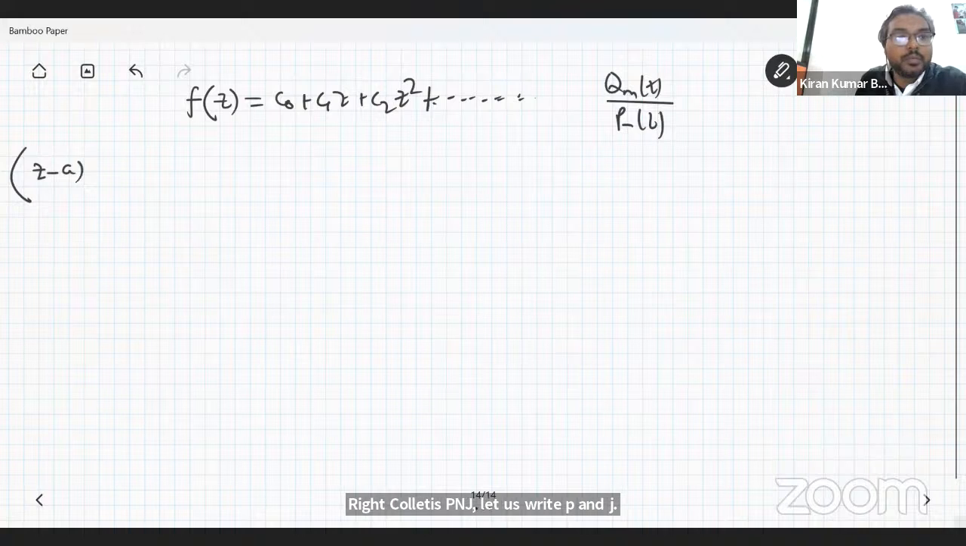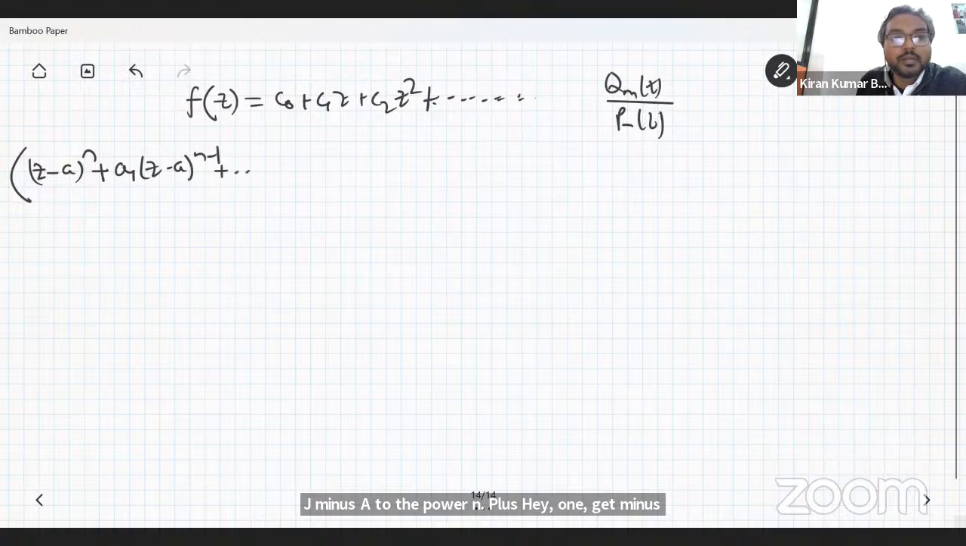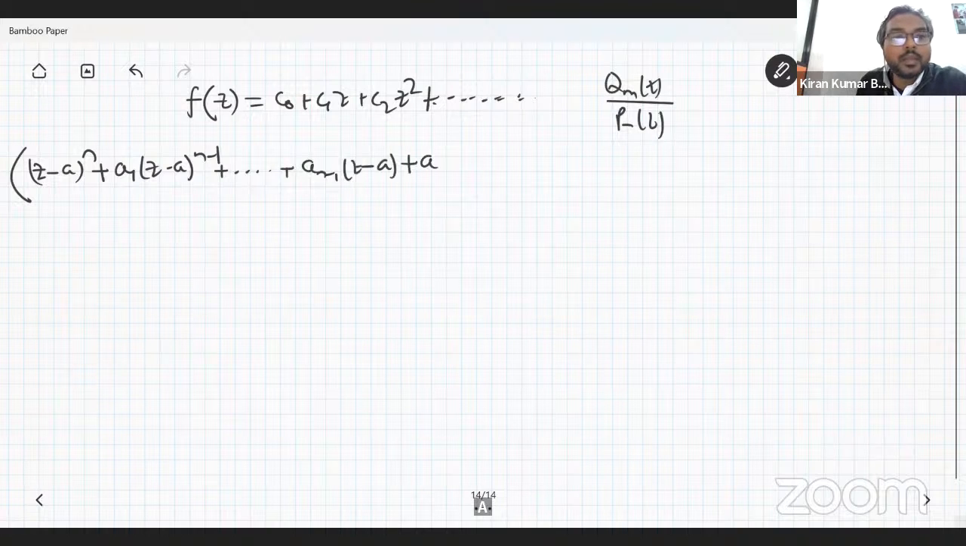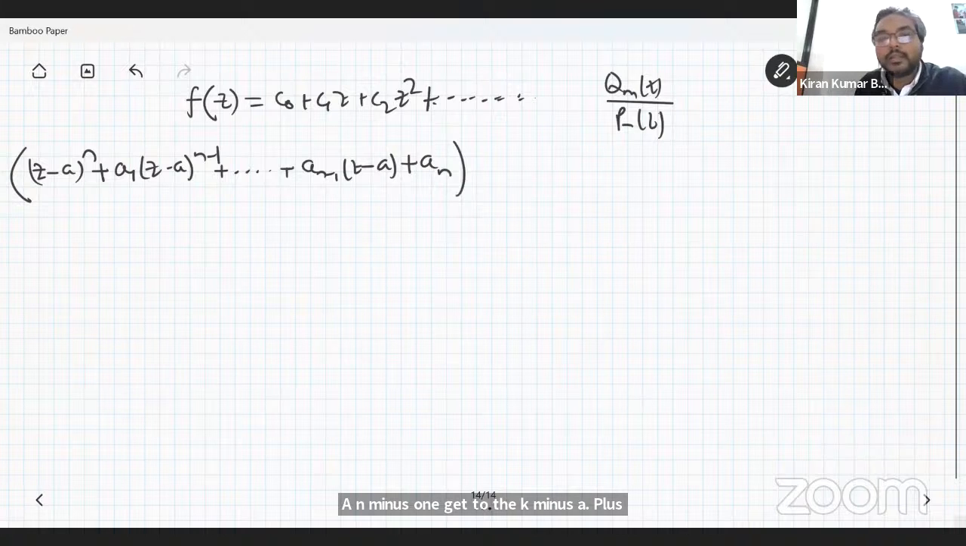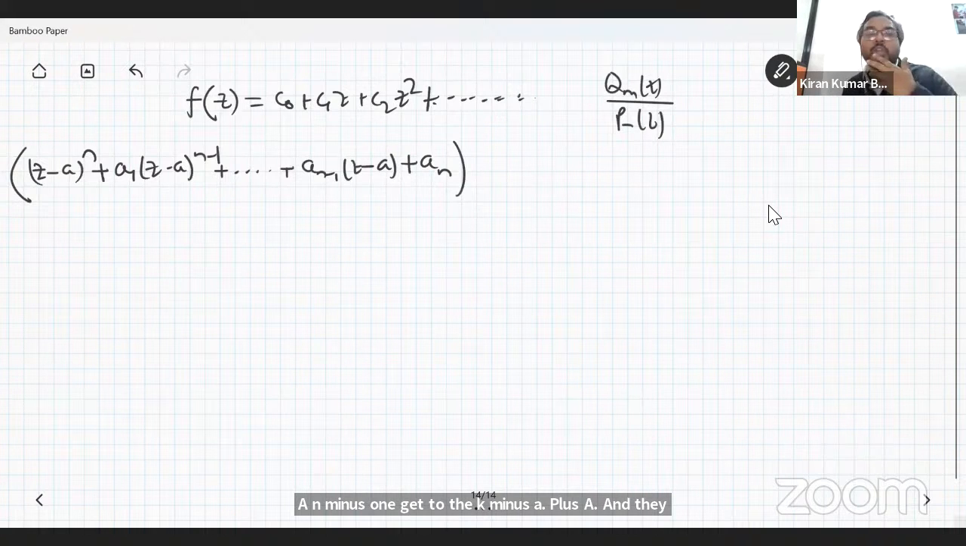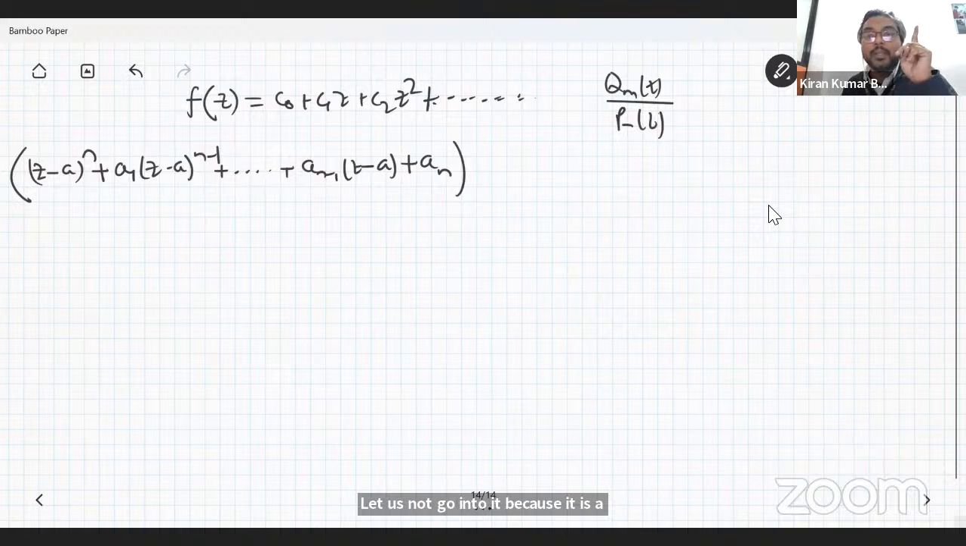(z - a)^n + a_1 (z - a)^(n-1) + ... + a_(n-1)(z - a) + a_n. There is a reason behind this way of writing the polynomial. Let us not go into it, because it is approximation at infinity, not at origin. So this is a better representation for polynomials if you want to approximate at infinity.